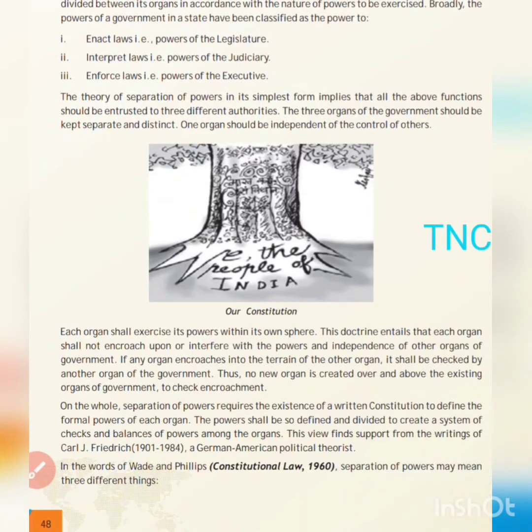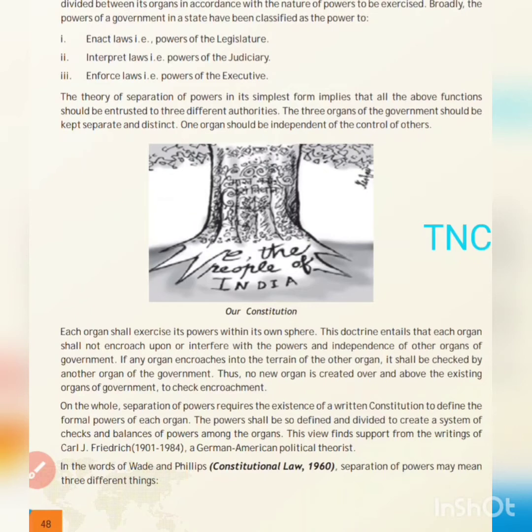Each organ shall exercise its powers within its own sphere, meaning it has to perform only those functions which are already allotted to it. This doctrine entails that each organ shall not encroach upon or interfere with the powers and independence of other organs. If any organ encroaches into the domain of another organ, it shall be checked by another organ of government. Thus, no new organ is created over and above the existing organs of government to check encroachment.